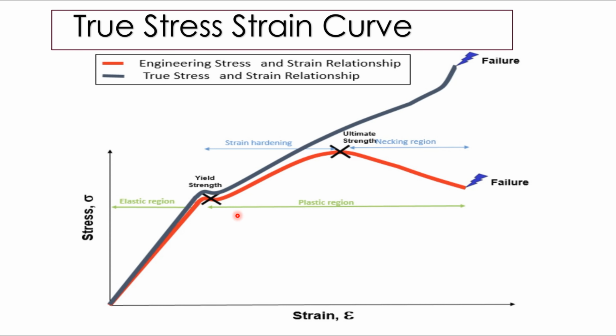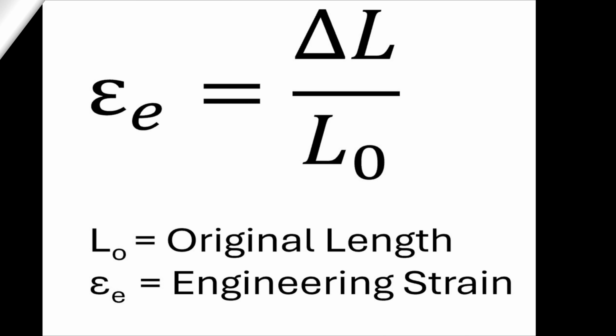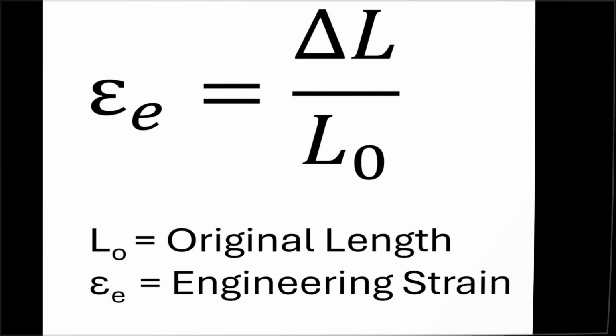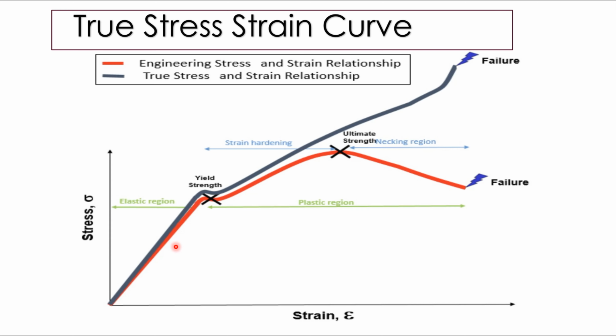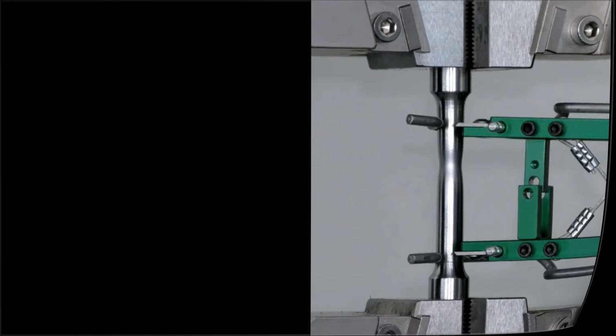So the terms used are true stress and true strain, while the approximate value of the stress is called engineering stress, which is sigma E equal to F over A naught, where A naught is the original area, and the engineering strain epsilon E is the change in length over the original length, where L naught is the original length. This curve, based on the original cross-section area and the gauge length, is called the engineering stress strain curve. In the engineering stress strain curve, we assume the diameter of the sample remains constant throughout the whole experiment.